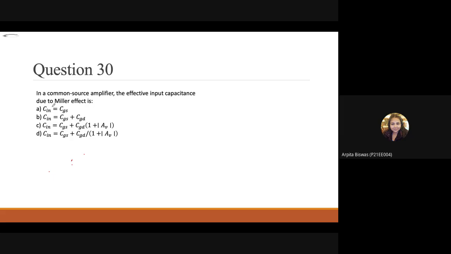This is question number 30. In a common source amplifier, the effective input capacitance due to Miller effect is: Cin equal to CGS, or Cin equal to CGS plus CGD, or Cin equal to CGS plus CGD into 1 plus AV, or Cin equal to CGS plus CGD by 1 plus AV? Ma'am, Cin is equal to CGS plus CGD. Yes, option C is the right option.